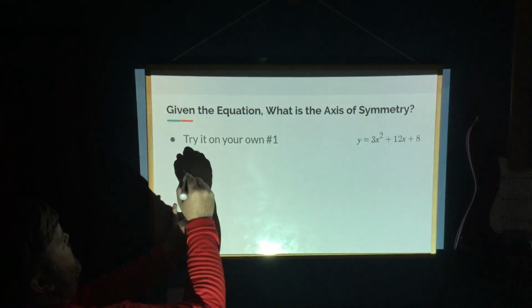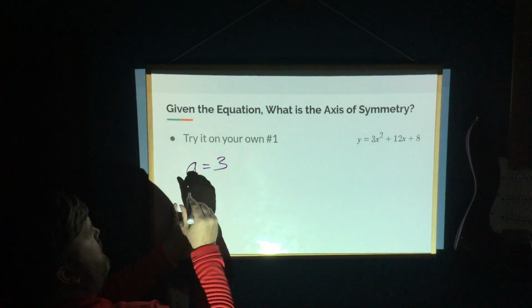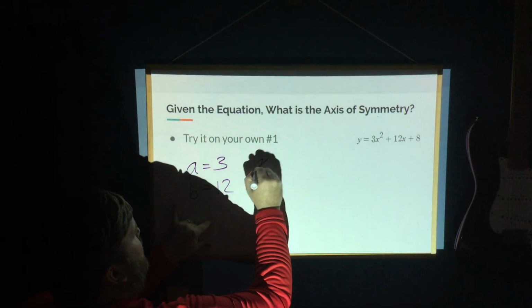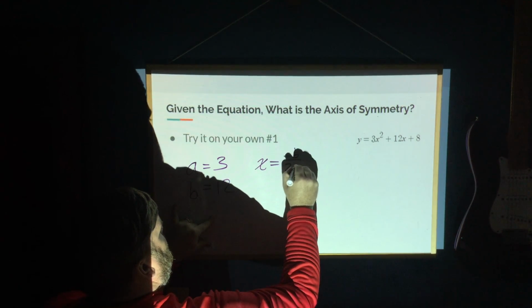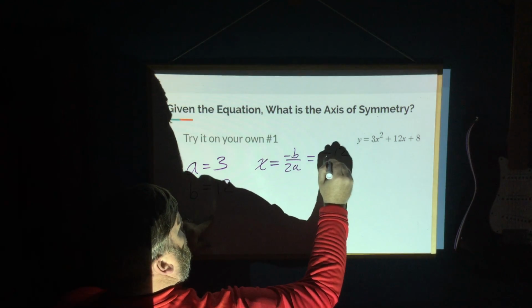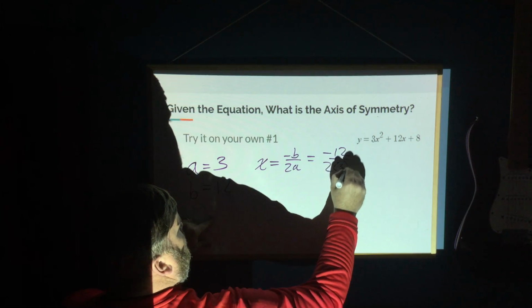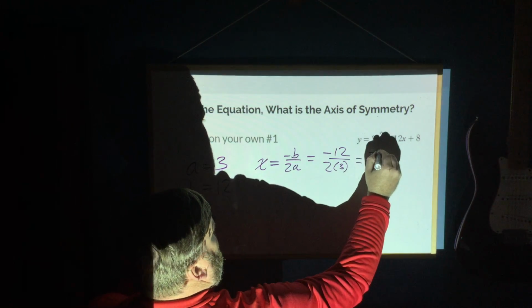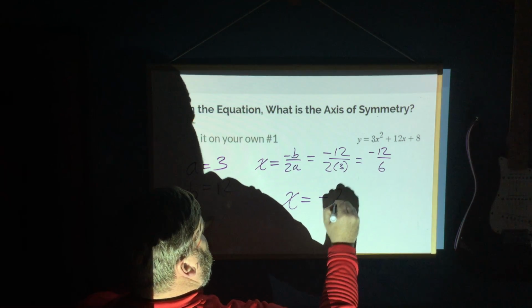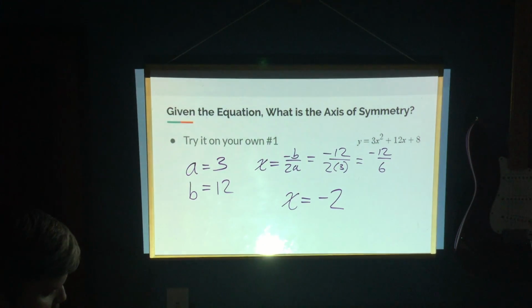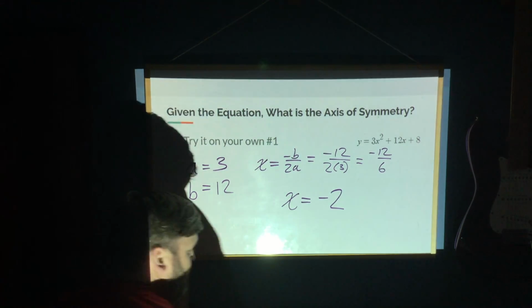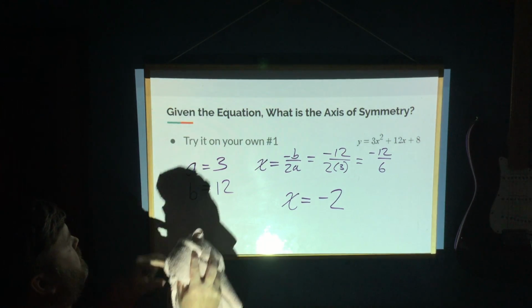All right, we have a is equal to 3, and b would be equal to 12. So start with our formula, negative b over 2a. That's going to be negative 12 over 2 times 3, which is negative 12 over 6. We get x is negative 2. So the axis of symmetry for this quadratic is x equals negative 2.